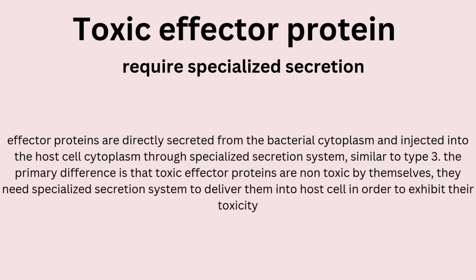Effector proteins are directly secreted from the bacterial cytoplasm and injected into the host cell's cytoplasm through a specialized secretion system, similar to type 3. The primary difference is that toxic effector proteins are non-toxic by themselves. They need a specialized secretion system to deliver them into the host cell in order to exhibit their toxicity.